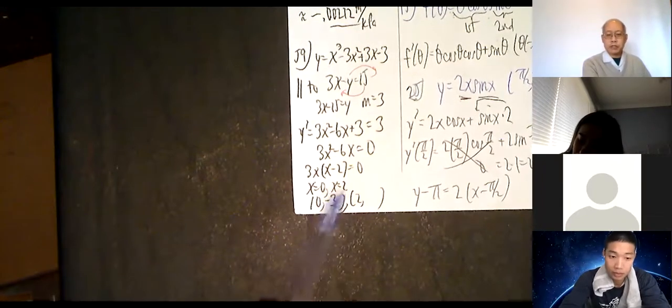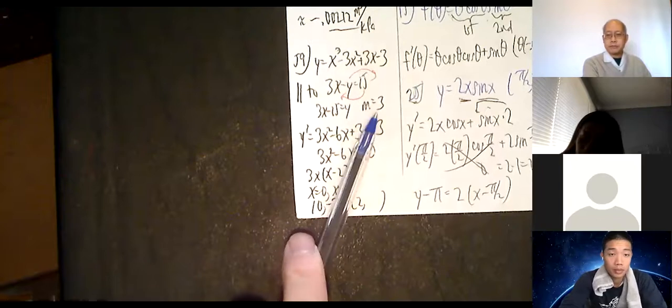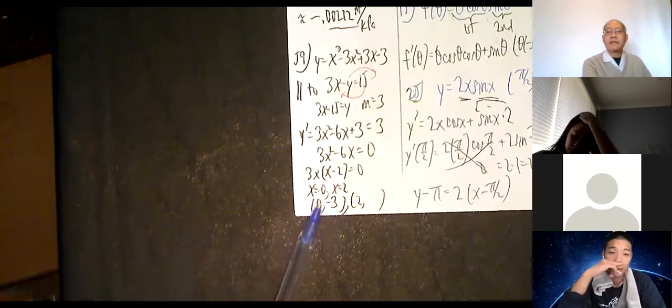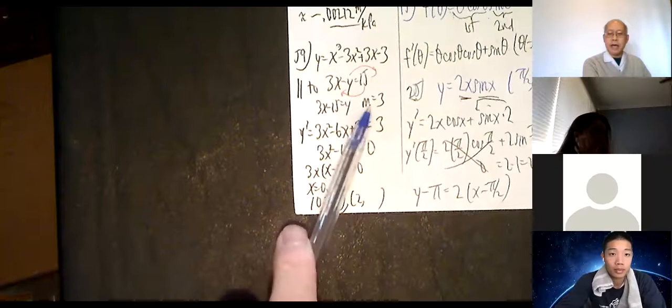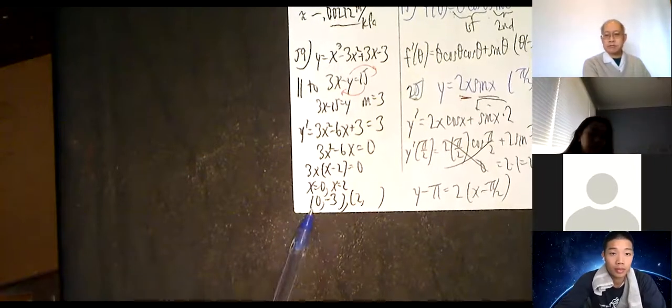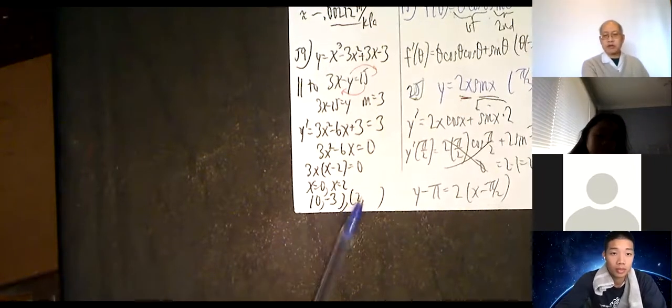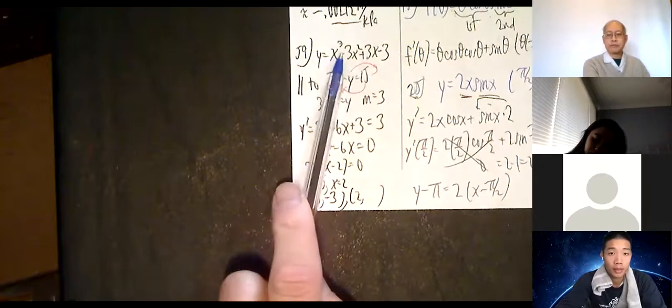But you can do point slope. Well, you know the slope is 3. So you're going to go y minus negative 3 equals m, 3, parentheses x minus 0. And then do the same thing for this one. Once you figure out the y coordinate, you just plug it in.